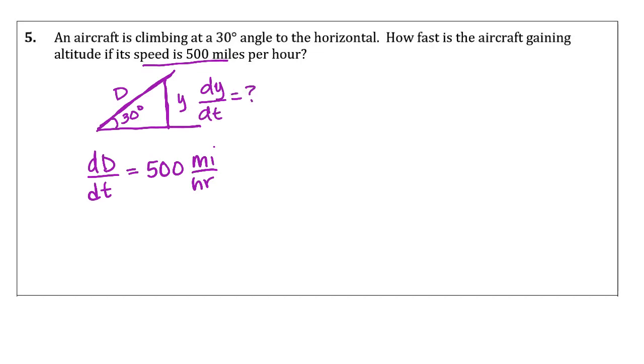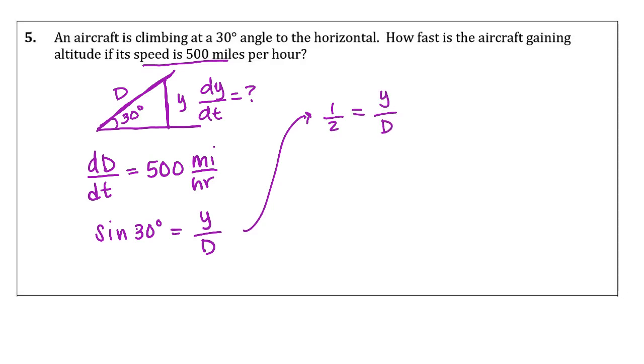So, given opposite and hypotenuse, we probably need to pick the trig function sine. We're going to say sine of 30 is going to be y over d. And sine of 30 from the unit circle, we see that is going to be 1/2 equals y over d. I'm going to do some cross multiplying, so I have d equals 2 times y.